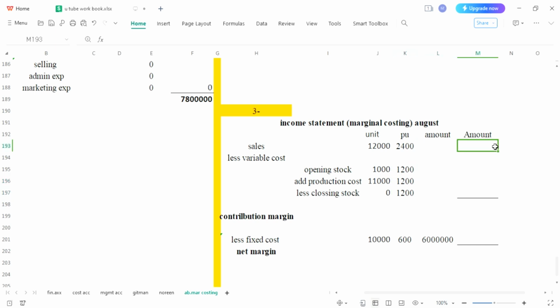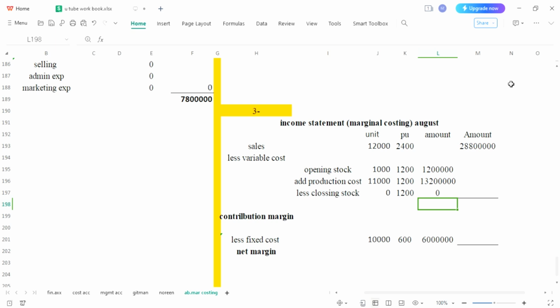For amount of sales, we will go to the outer column where we will calculate sales by multiplying units 12,000 into per unit 2400. Amount of sale has been calculated. Now we will migrate to the inner column where we will calculate opening stock, units 1000, multiplied by per unit 1200. Opening stock is here. Production cost, units 11,000, multiplied by 1200 per unit cost. So we have production cost, and finally closing stock, which is 0. So you won't be putting anything over here.